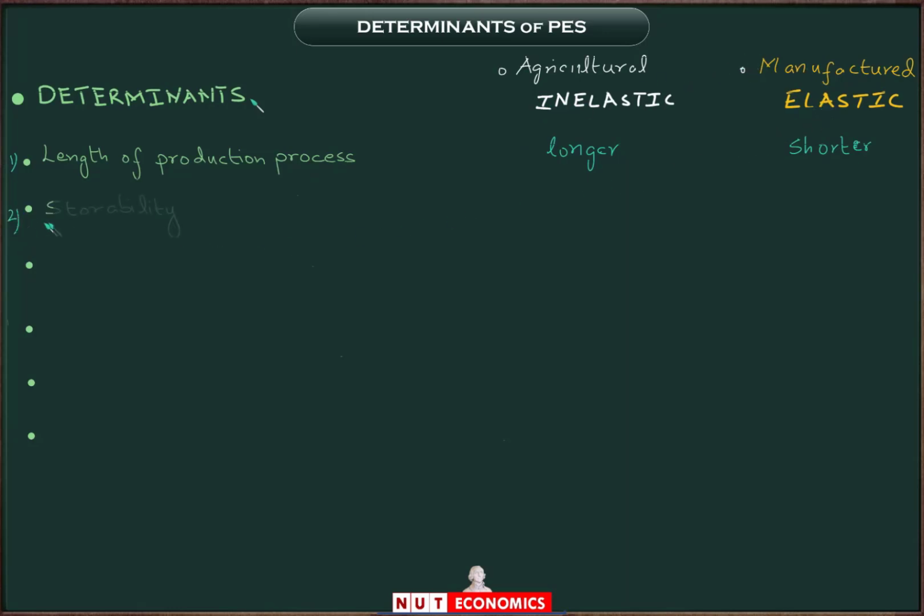Now, the second determinant of a product's elasticity of supply is storability. That is, the ease with which the product can be stored. Again, think about an agricultural product such as apples. Let's assume as a farmer you have grown 100 apples and you are almost there to harvest them. And then you get the news that the price of apples has fallen in the market. Now, apple is an agricultural commodity, something that is not easy to store. You can store apples, but you will need specialist storage facilities such as cold storages or freezers and so forth, which are not available to a lot of farmers.